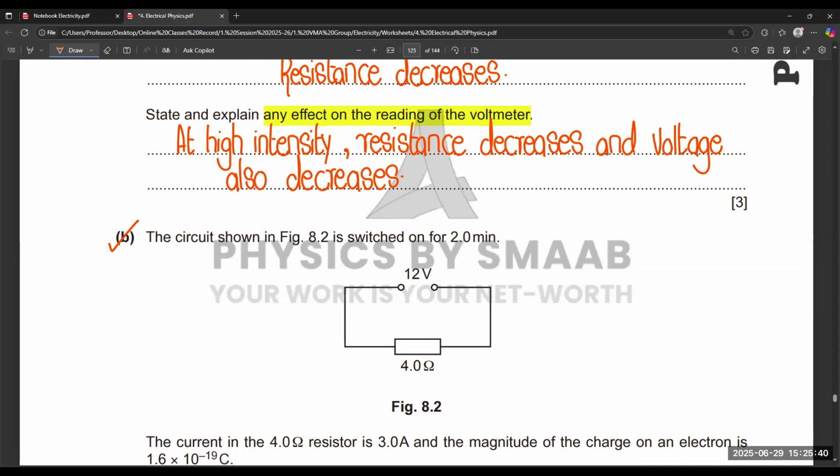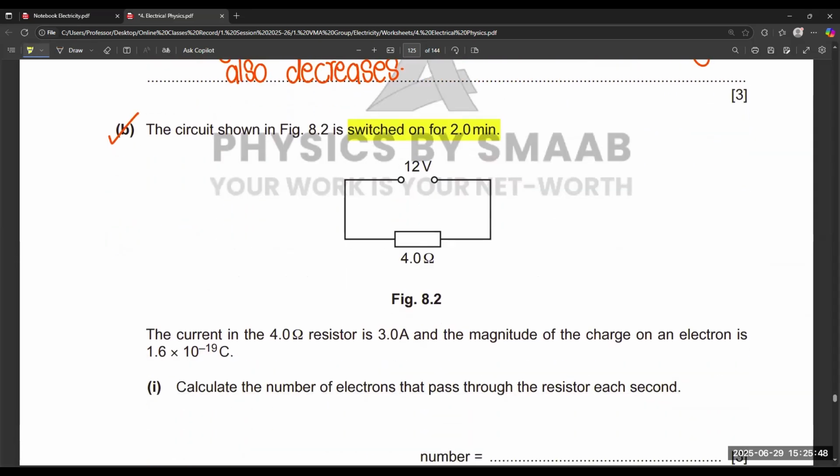Part B, the circuit shown in figure 8.2 is switched on for 2 minutes. The current in the 4 ohm resistor is 3 ampere and the magnitude of the charge on an electron is 1.6 exponent minus 19 coulomb. Calculate the number of electrons that pass through the resistor each second. So we have to find the number of electrons. How do we find it?